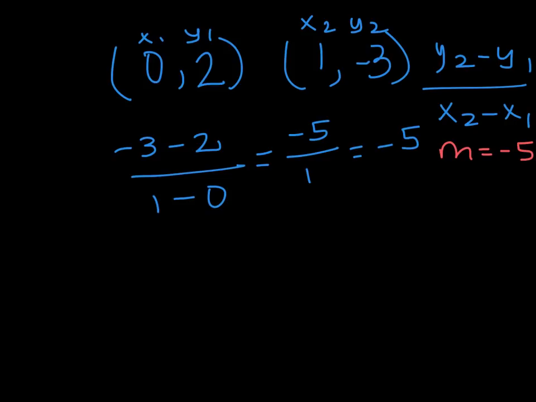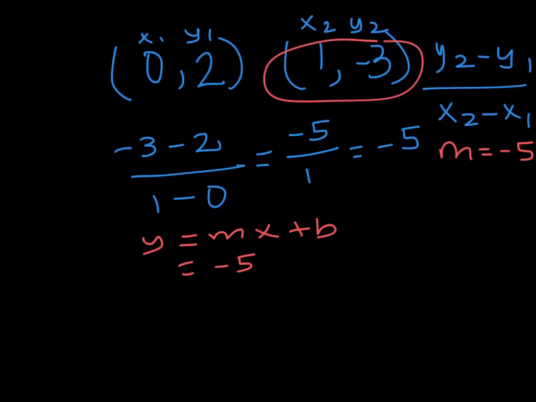All right, let's write down our equation. Y equals mx plus b. I'm going to replace m with -5. And now remember, you just got to pick one of these points. It doesn't matter which one you pick. So let's say I pick the second one. I'm going to replace x with 1. I'm going to replace y with -3. And I'm going to solve this so that I can get the y-intercept.